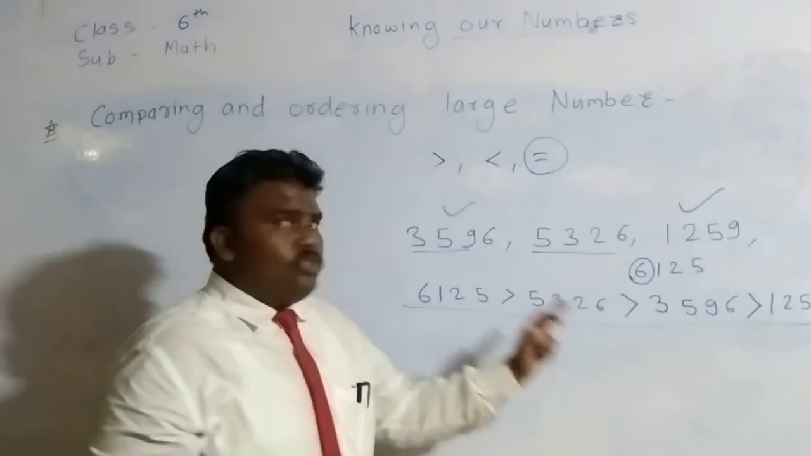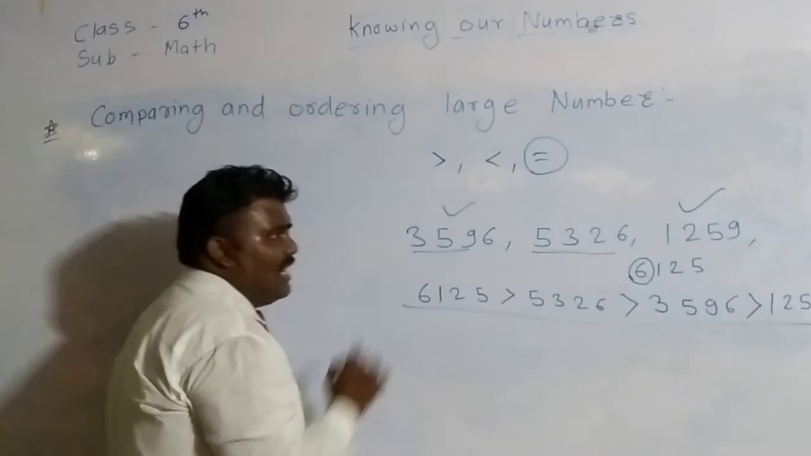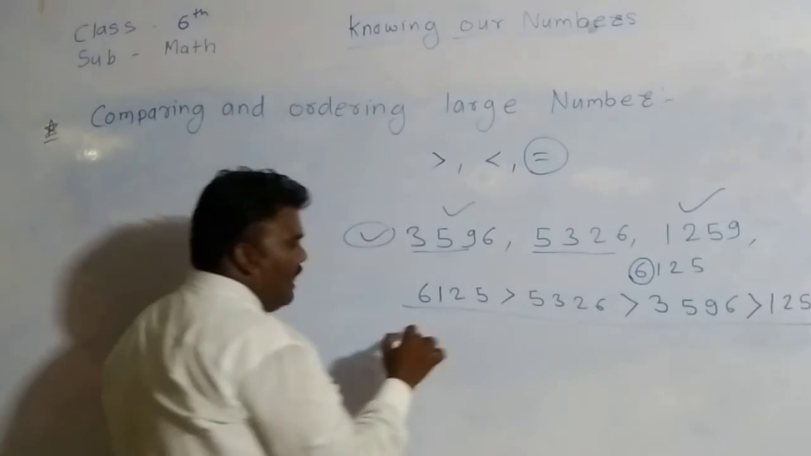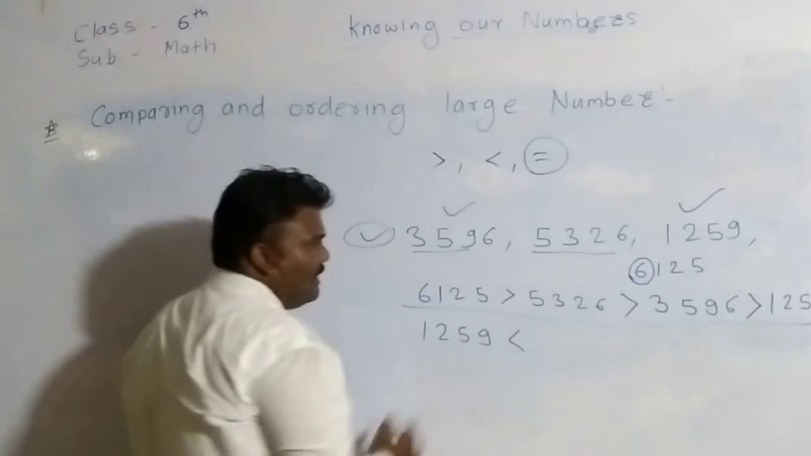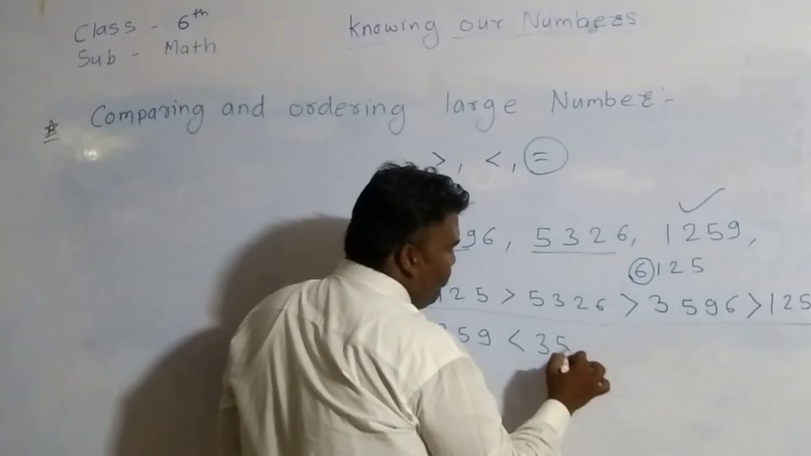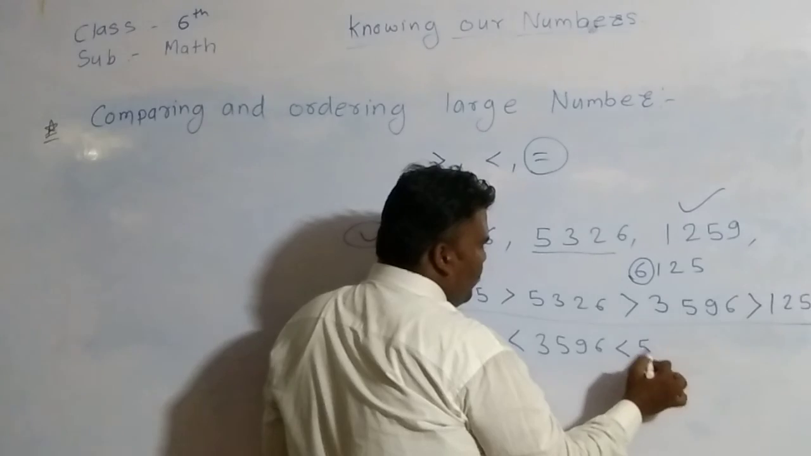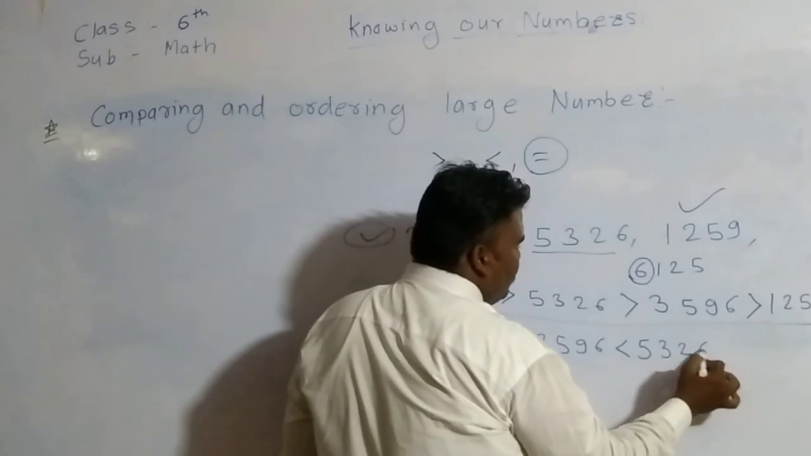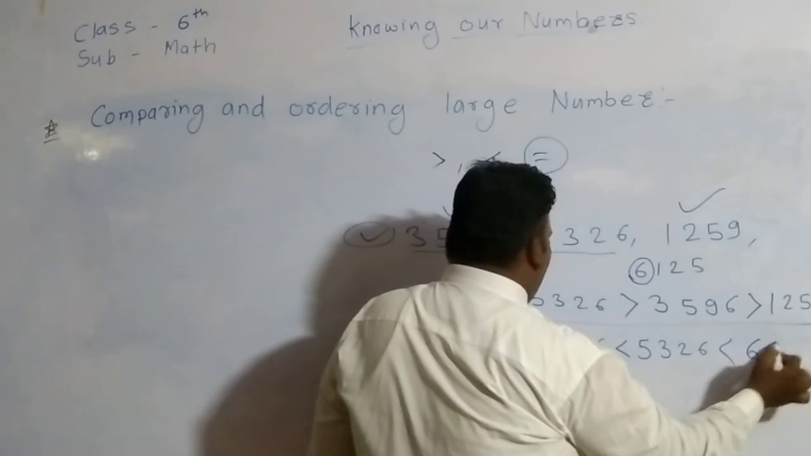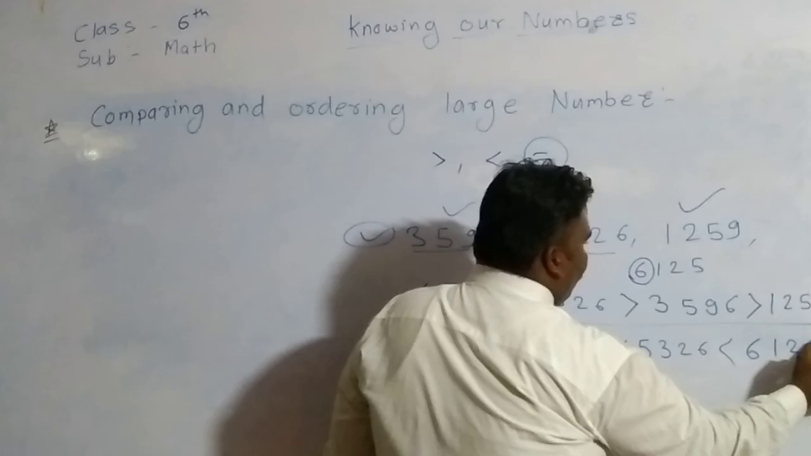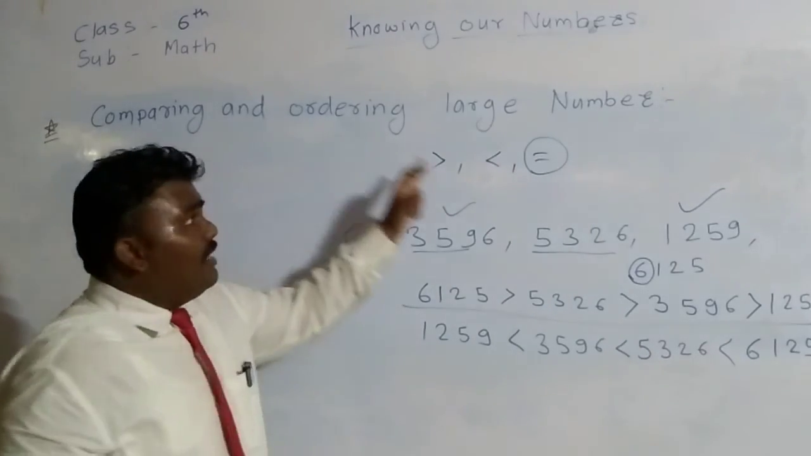Okay, largest to smallest. And what about ascending order? If I must write it in ascending form, then I have to write the smallest number first, like this. This one, 1,259, is less than 3,596, and 3,596 is less than 5,326, and 5,326 is less than 6,125. So this is how we can write the ordering of large numbers.